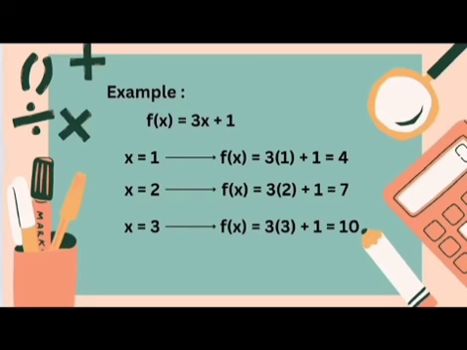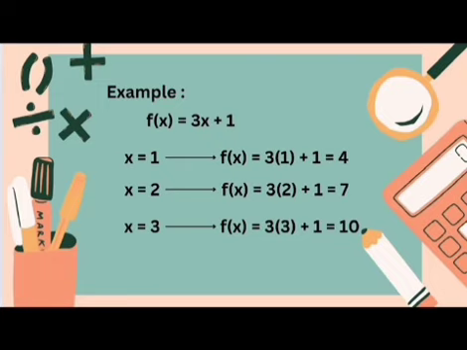Example: f of x is equal to 3x plus 1. Find f of x when x is equal to 1. So let's write f of x is equal to 3 times the quantity 1, plus 1, which is equal to 4. Let's try another example.